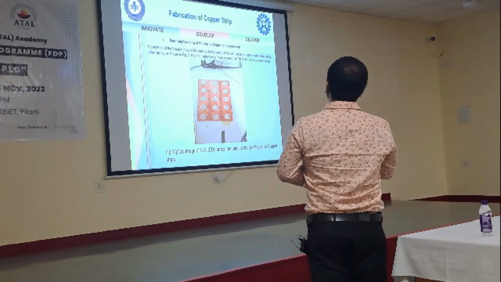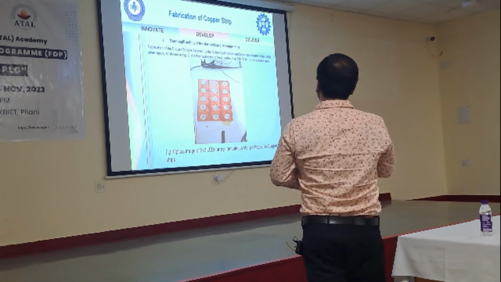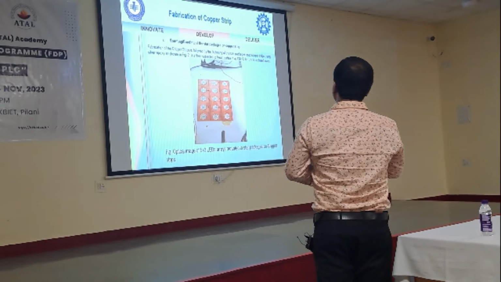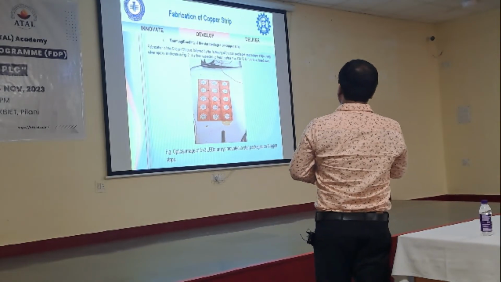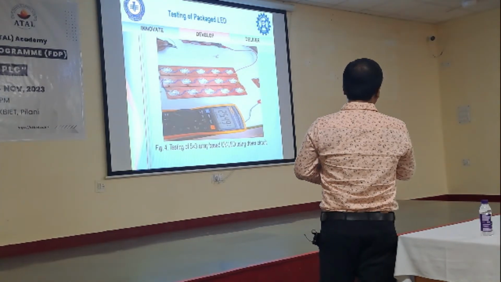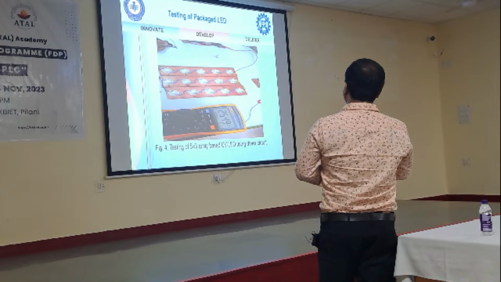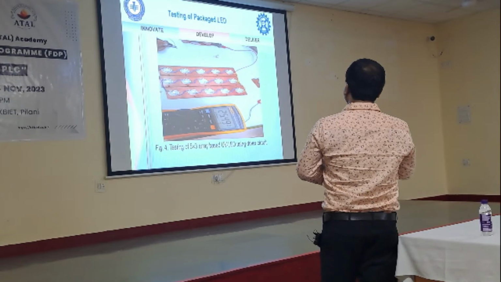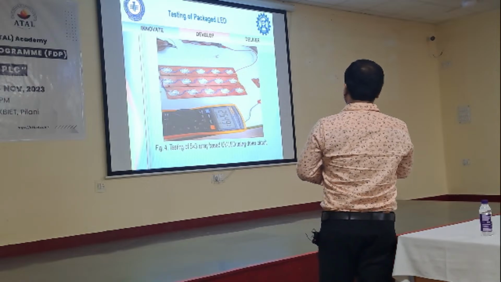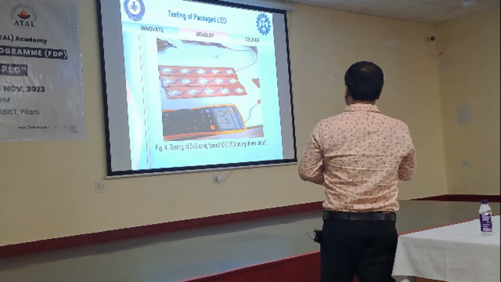See, all the individual LEDs are there. This is your copper. These are star packages, and they are fixed using silver epoxy. And in the next slide, you see all the LEDs working well. This is a series connection, and all the three strips are in parallel. Whenever you apply 25 volts, all the LEDs are glowing.